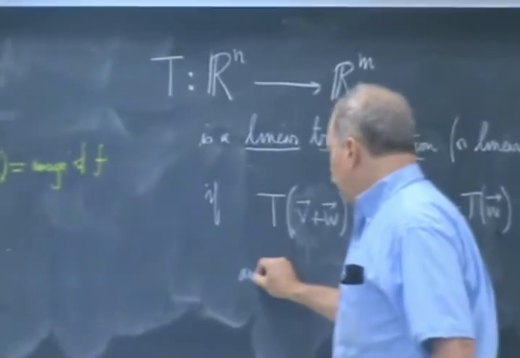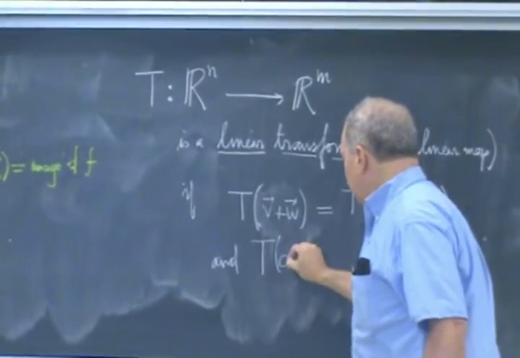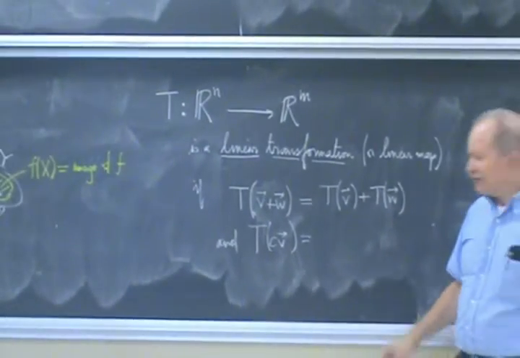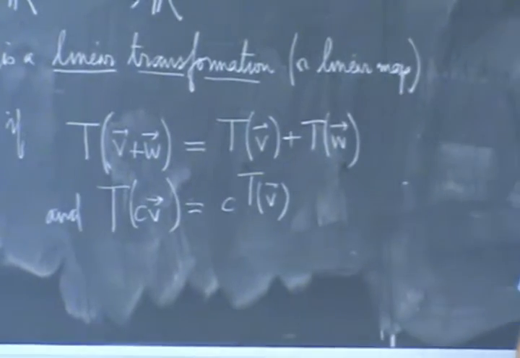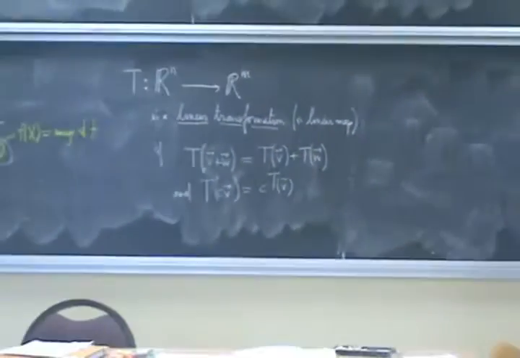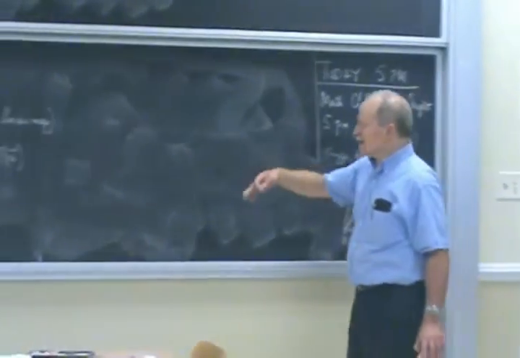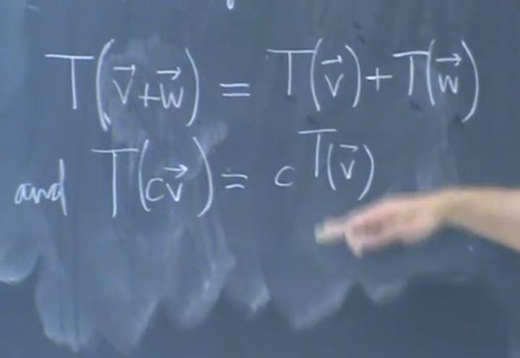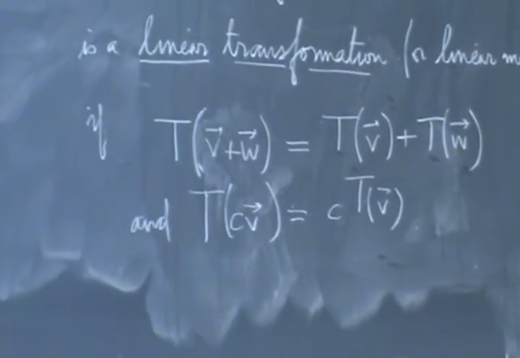And what's our other vector operation? Scalar multiplication. We want T of CV to be C times T of V. This is reminding you of our definition of subspace, where we had to check closure under addition and scalar multiplication. T behaves properly with respect to those same structures. That's what a linear map is.